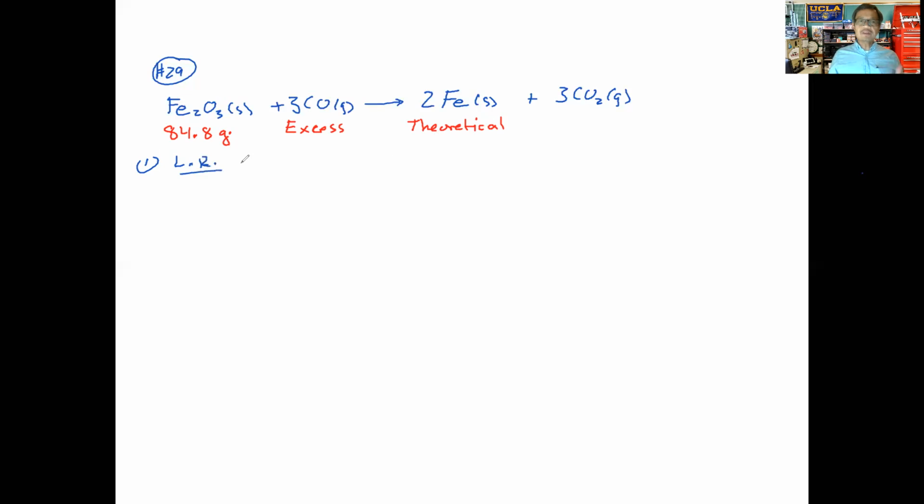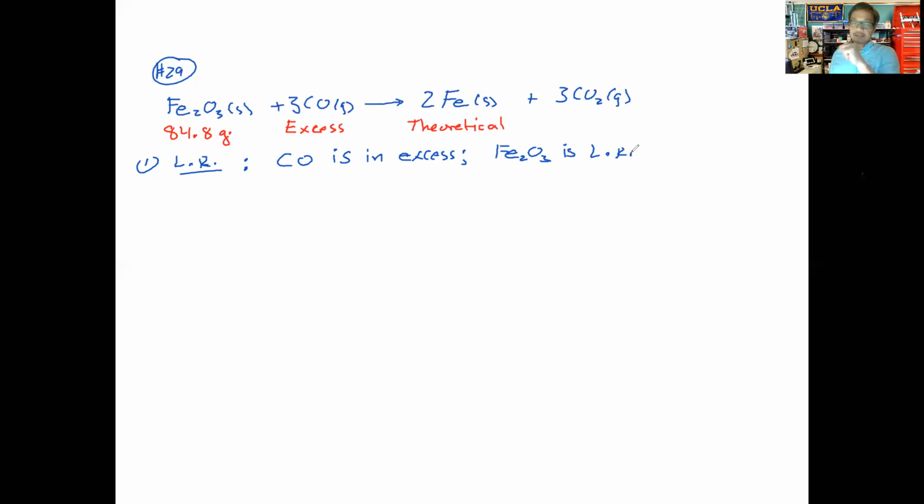Now, for this particular problem, it's gonna be simple. Why? Because they tell us which one is in excess. They tell us that carbon monoxide is in excess. So if they tell us that, folks, and this is why it's important, we know as a result that iron 3 oxide is the limiting reagent. It's the only other reactant that we have there, so it has to be the limiting reagent.